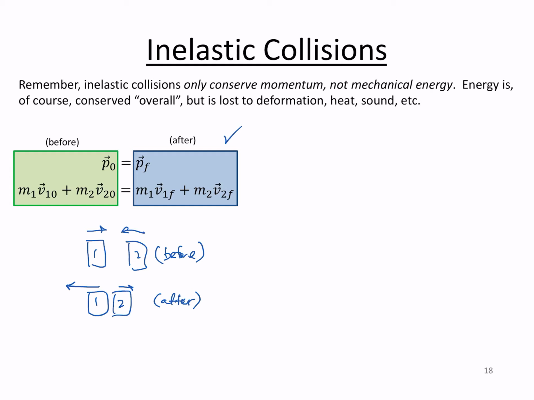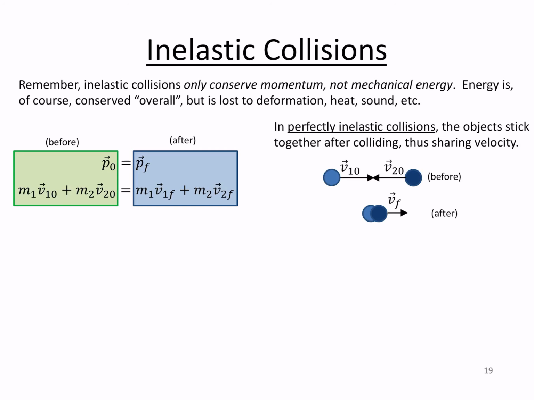Now, there are a couple of different ways we can go about solving these problems, and they pop up all over our world and in physics. Let's take a look at a special type of inelastic collision called a perfectly inelastic collision. When we use the word perfectly here, what that means is that as a result of the collision, the two objects that are colliding stick together and move with a single common velocity.